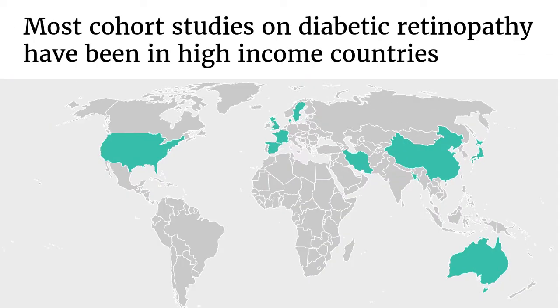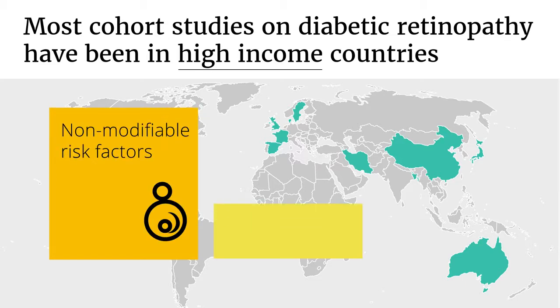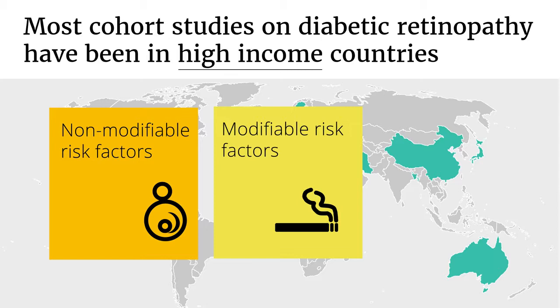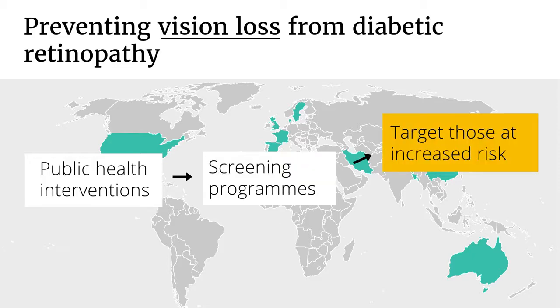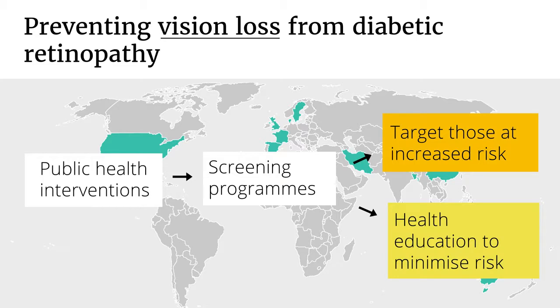To date, most of the population-based incidence studies on diabetic retinopathy, or DR, have taken place in high-income countries. Variations found in this data have highlighted that the risk factors for the development and progression of DR can be divided into non-modifiable and modifiable factors. Public health interventions to prevent vision loss from DR need to include a screening policy to target those at increased risk and provide health education to minimise that risk.